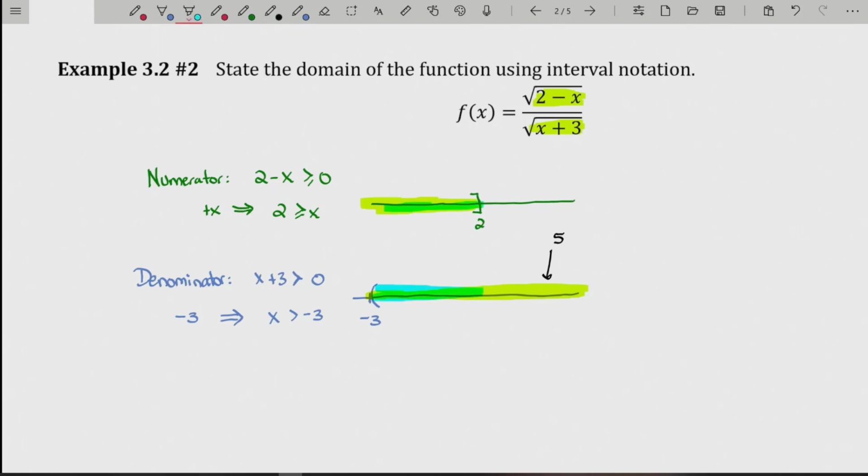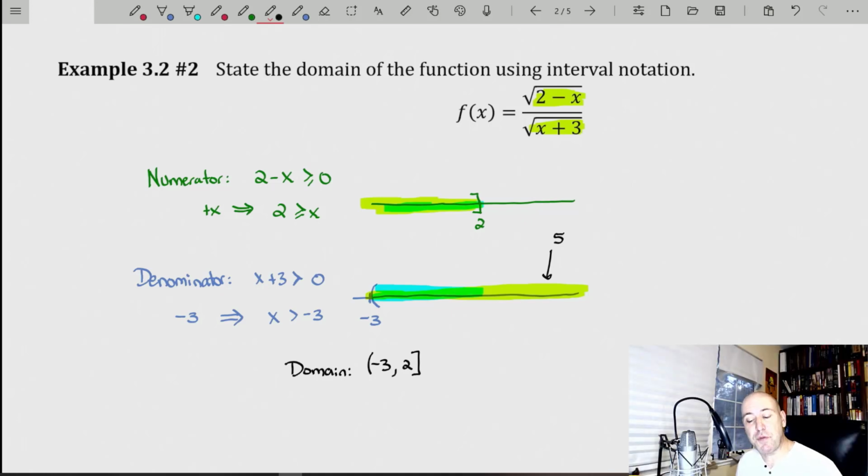I tried to highlight it there, but it didn't really work out well. So let's go ahead and just write it down. So the domain is going to start at negative 3, but not including negative 3, and it's going to climb all the way up to 2, and it can actually become 2. So that's the intersection of those two intervals. And that's it for finding domains of functions for right now.